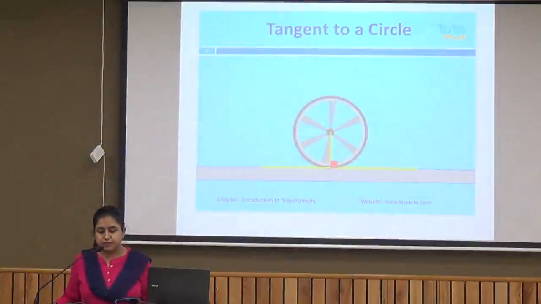As you can see in this particular figure, there is a wheel and this yellow line represents the tangent. And you can see that the tangent is perpendicular to the radius at the point of contact or at the point of tangency.